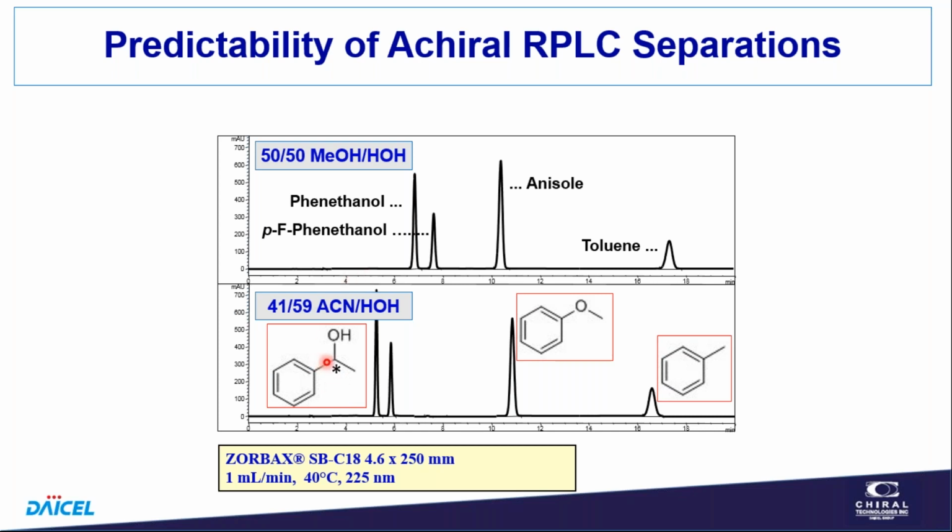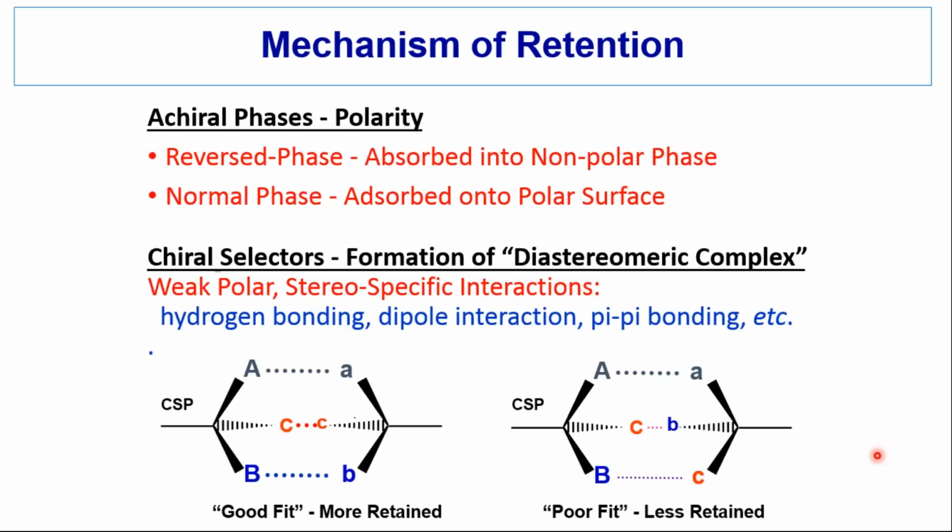Notice both of these compounds have a stereogenic or chiral center, so either the parafluorophenethanol or phenethanol itself are enantiomers that are not resolved. We have an achiral column, so we're not going to get any difference in behavior for the enantiomers on that column. To get separation of chiral compounds, we need to use a chiral stationary phase.